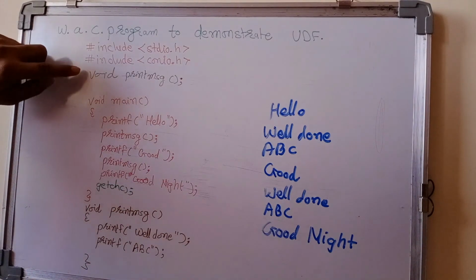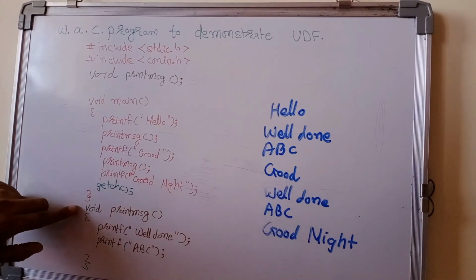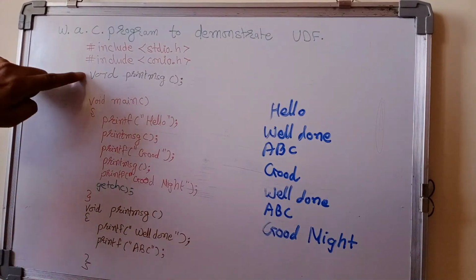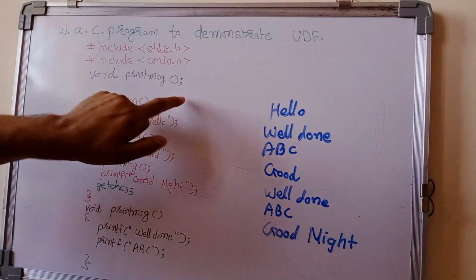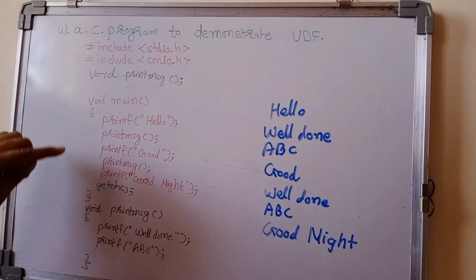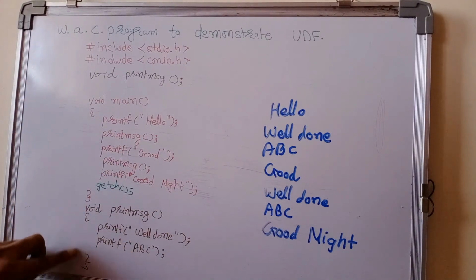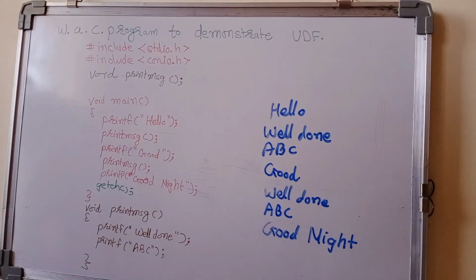Again, remember function declaration, function call, function definition. Function declaration always finishes with a semicolon. Function call, we can call a user defined function as many times as we like. And the user defined function is here.